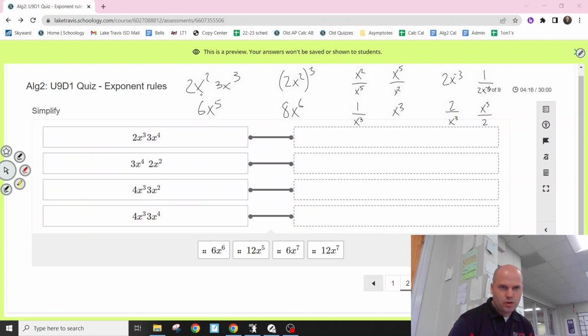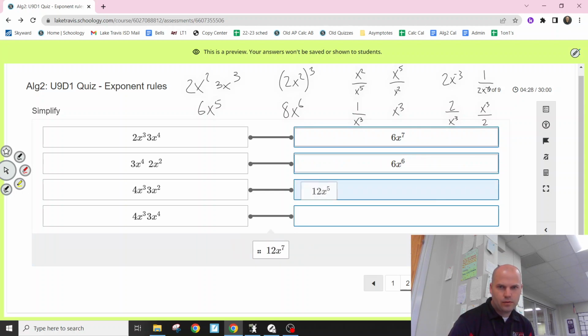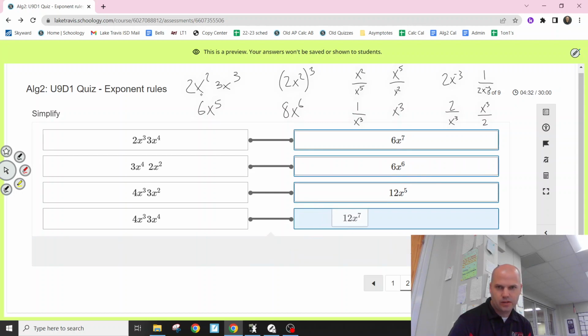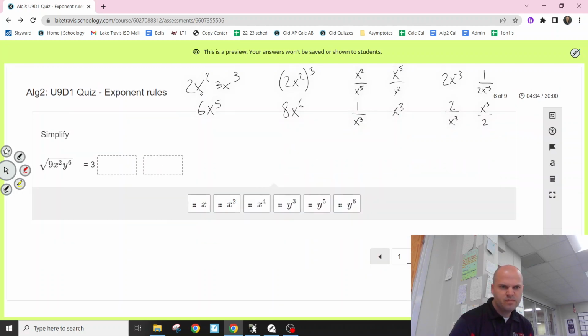Very similar to this one, the numbers get multiplied, I get 6. The x's get added in terms of how many you're multiplying, so this would be 6x to the 7th. This would be 6x to the 6th. This is 5 and 12. 5 x's, 12 in the numbers, 12 and then 7 x's. Pretty simple, that one.